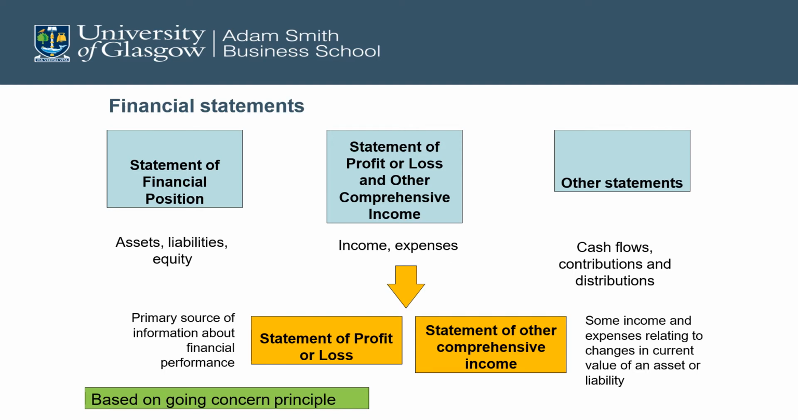They're produced as of the last day of the financial year. The statement of profit or loss and other comprehensive income contains information about income and expenses. It is usually produced to cover the last year's financial performance. It also contains information about changes in the current value of an asset and liability. Other statements include cash flow, which we will look into later in the course.